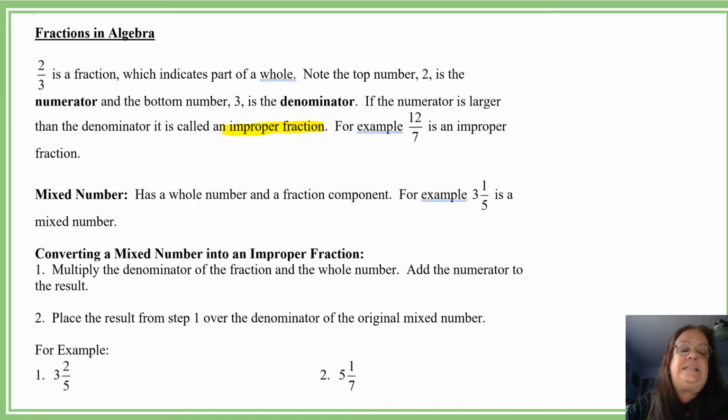All right, mixed number has a whole number and a fraction. So the 1 and the 5/7 would be a mixed number because it has a whole number and a fraction, so it's mixed.